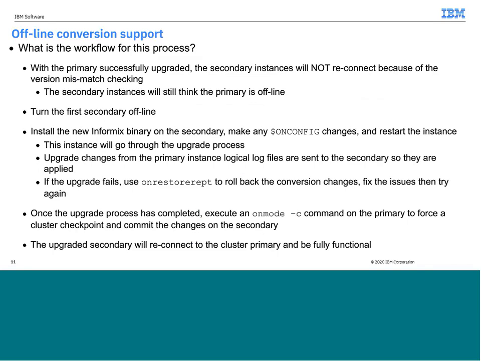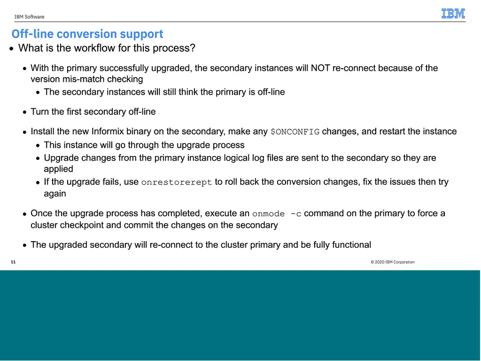So now you take your first secondary offline. You install the new binary, you make the on-config changes, you turn that secondary on. It goes through the same in-place upgrade process as the primary. And if that fails, again, you use the on-restore checkpoint to figure out what broke. Once the conversion is complete, it will ping the primary and say, hey, I'm here. The primary will say, well, I'm at log sequence number whatever. The secondary will say, oh, I'm way behind, and the primary will send down to the secondary any internal changes that it needed to make so that the two instances are fully in sync.